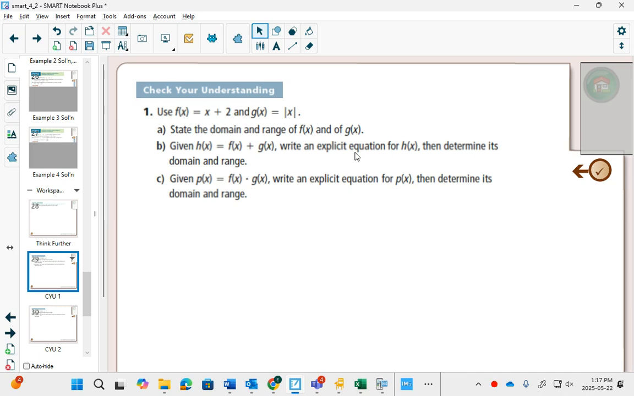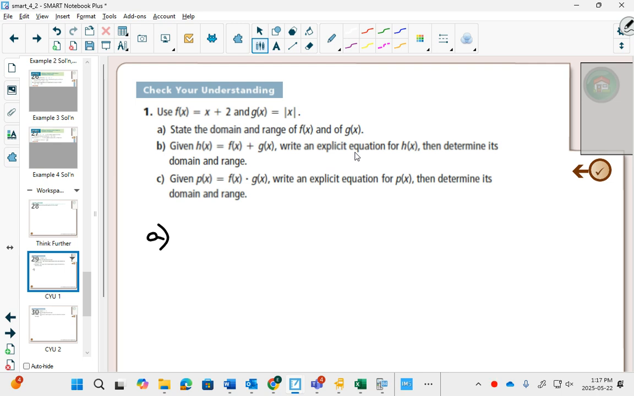Last class, we added and subtracted graphs. Now we're going to do the same thing with equations and look at how those equations work when we do things algebraically. So here in A, f of x is x plus 2 and g of x is the absolute value of x. We want to state the domain and range of both f of x and g of x.